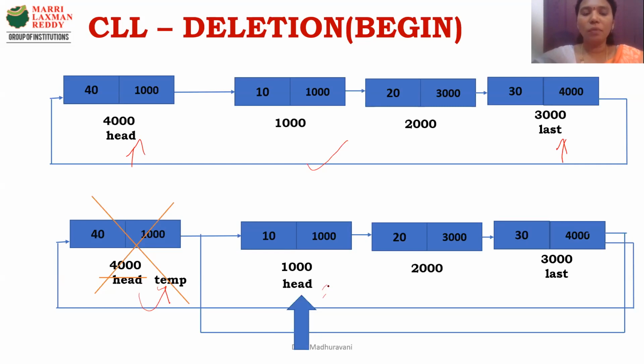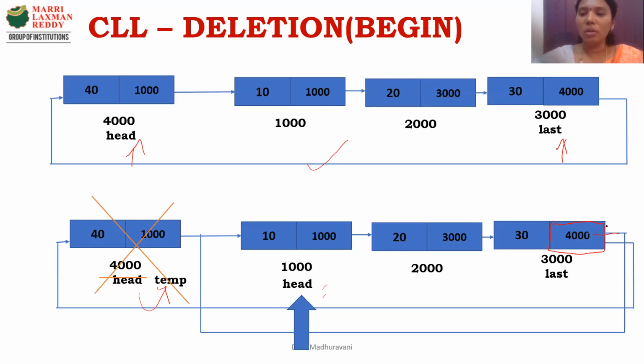Otherwise, if you straight away remove the head node, it is not possible to track the list later. Hence, you need to store the information of the head into the temporary variable and move head to the next node. Previously, the last node is storing the address of the first node, that is 4000. So the last node's next field is storing the address of head, that is 4000. Now, head is moved to 1000.